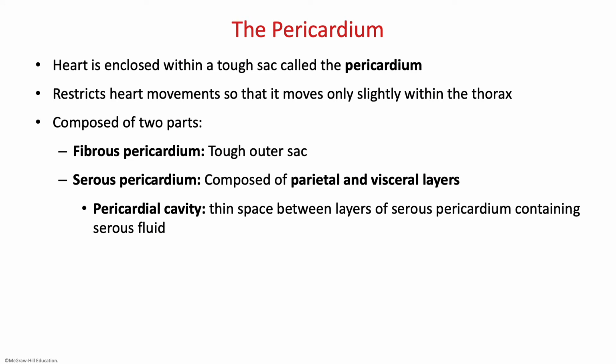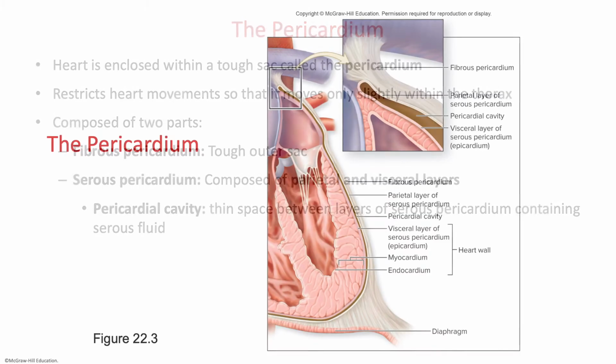The pericardium makes up a tough sac that the heart is enclosed within. It restricts heart movement so that it moves only slightly within the thorax. It's composed of two parts, your fibrous pericardium and then your serous pericardium, which is composed of the parietal and visceral layers. Between the parietal and visceral pericardium layers, you have what we call a pericardial cavity, which is a thin space of serous fluid.